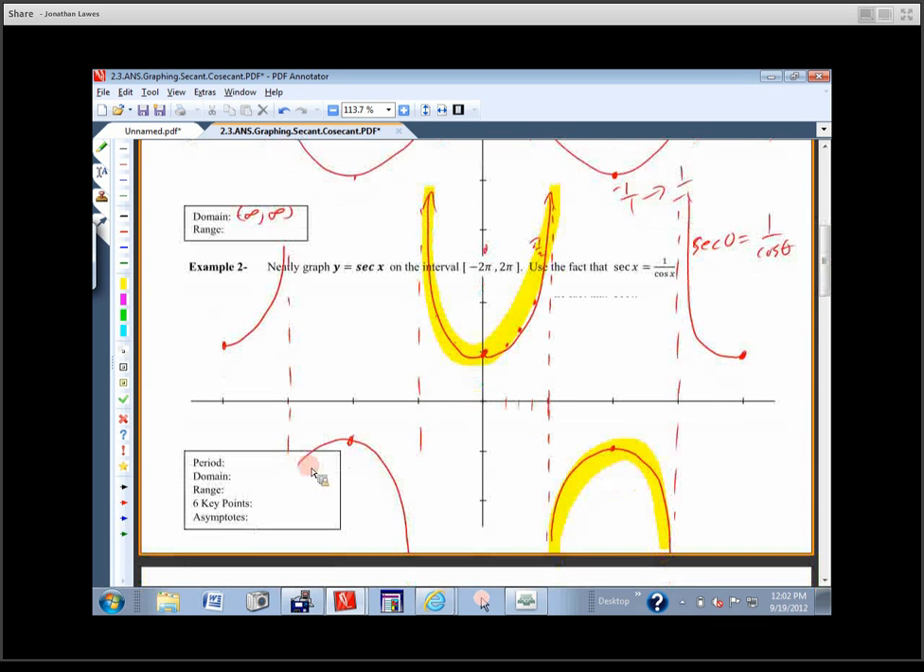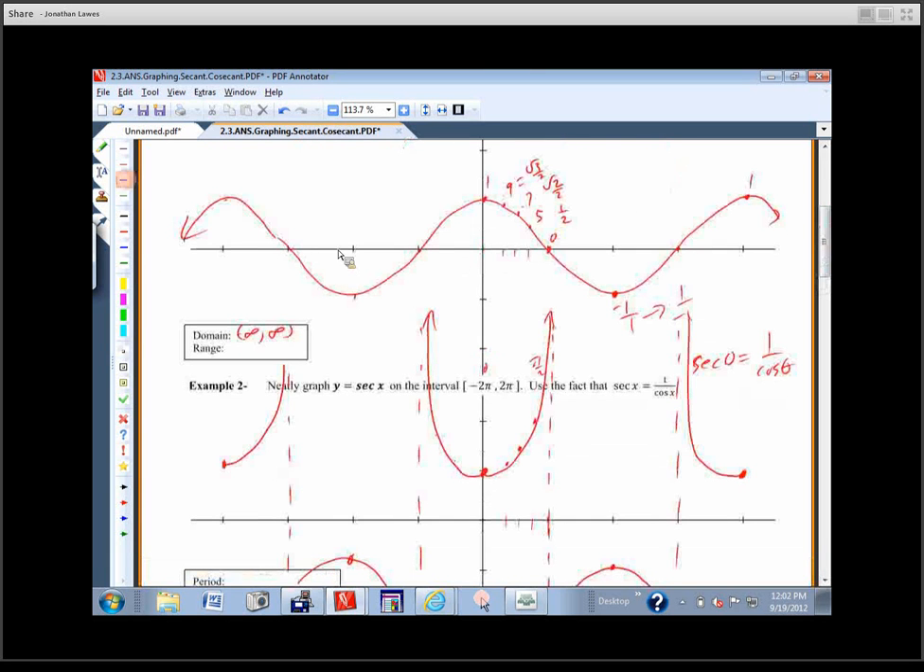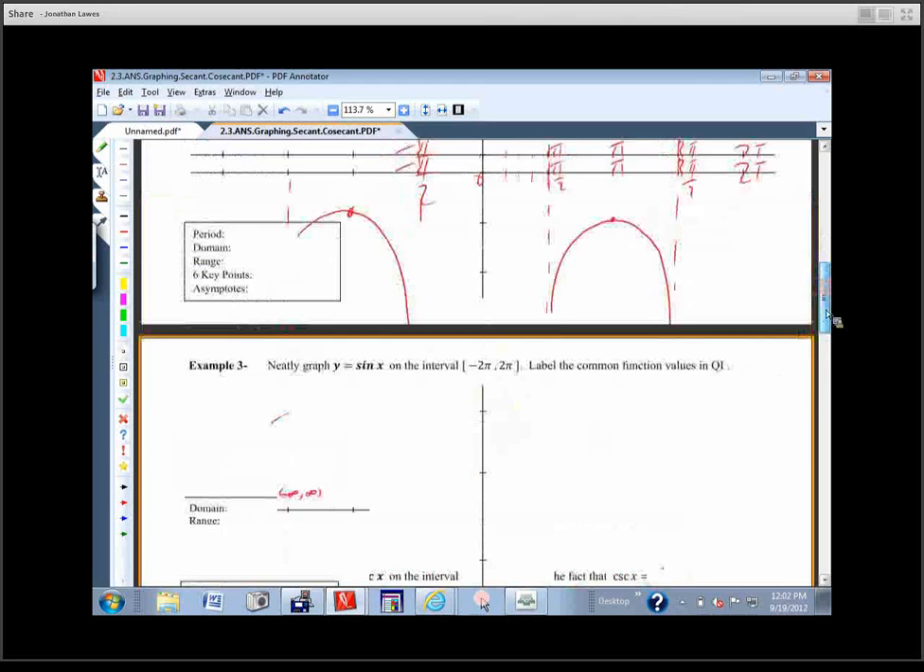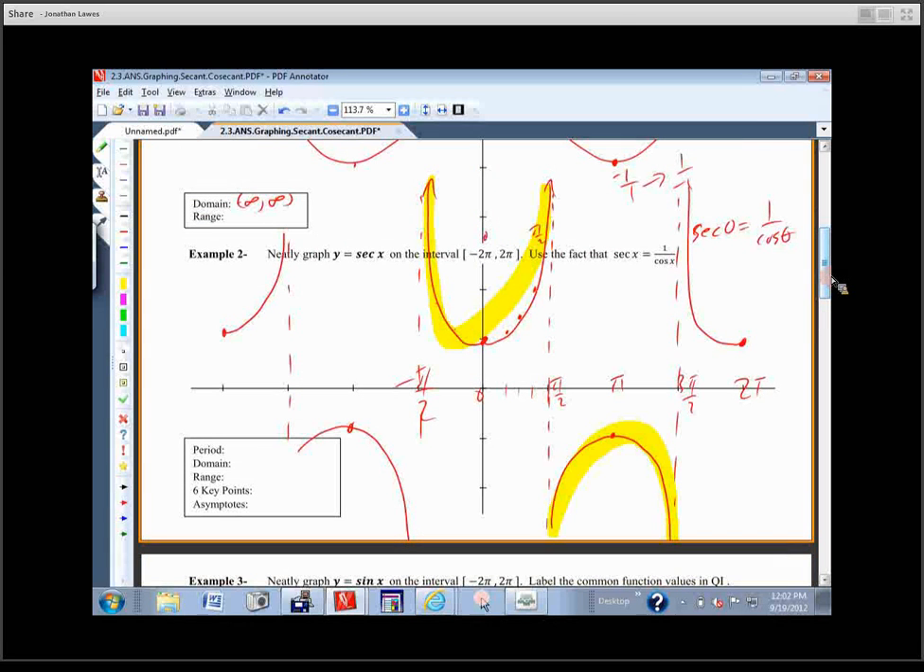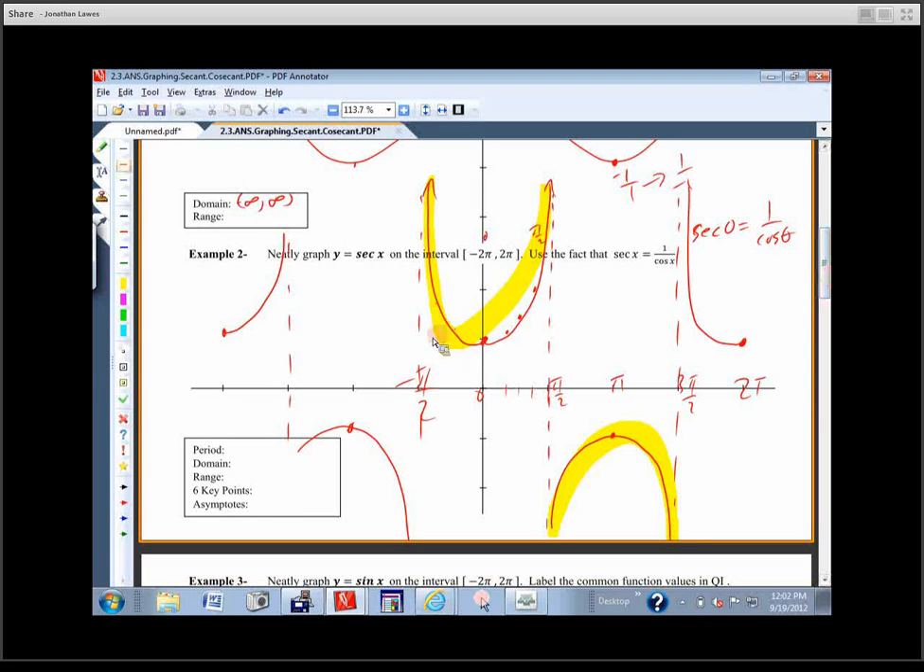Okay, so let's fill in this box over here. It says, what is the period? How long does it take to repeat? Well, let's think about this for just a second. If this was 0, and this is pi halves, and this is pi, and this is 3 pi halves, and this is 2 pi, and this is negative pi halves. We had one cycle from here to here. So what's the period? 2 pi. Since this is built from the cosine graph, if the cosine graph has a period of 2 pi, then this should have a period of 2 pi.